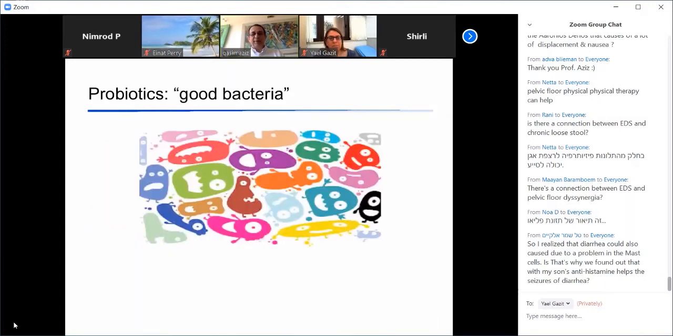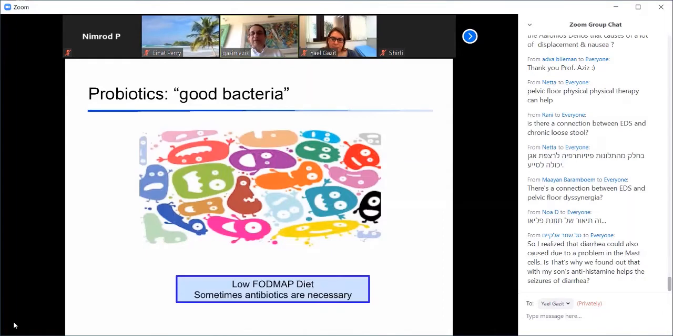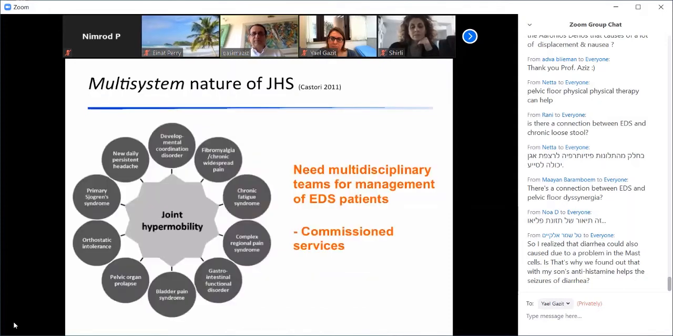Probiotics can be helpful in patients where bacterial overgrowth is an issue. So once you've treated the bacterial overgrowth with sometimes antibiotics like rifaximin, but a low FODMAP diet is also helpful in reducing the effect of bacteria in the small intestine. But sometimes in addition to all of that, we tend to use probiotics as well.